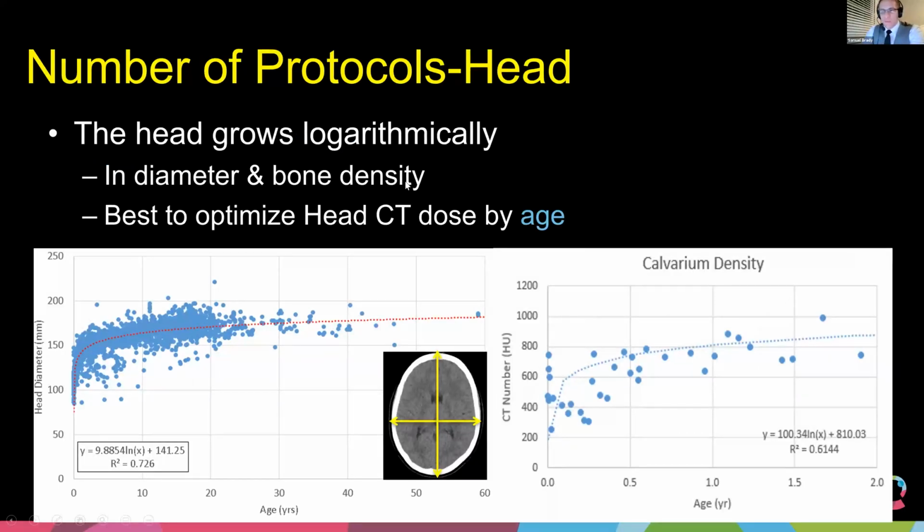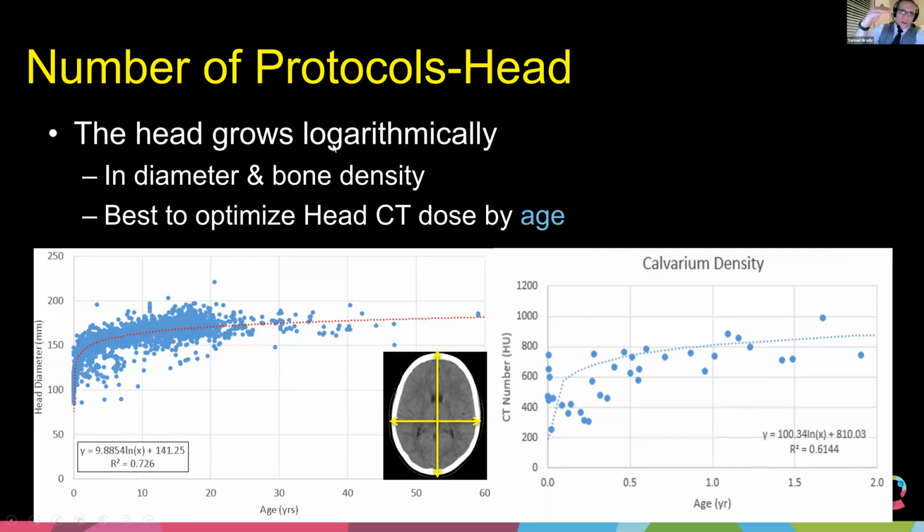Whereas if you're looking for subtle bleeds or a low contrast tumor or something, then yeah, noise could obscure that, and so you would need to make an appropriate adjustment to make sure the protocol is set up to acquire a little higher radiation dose in that regard.